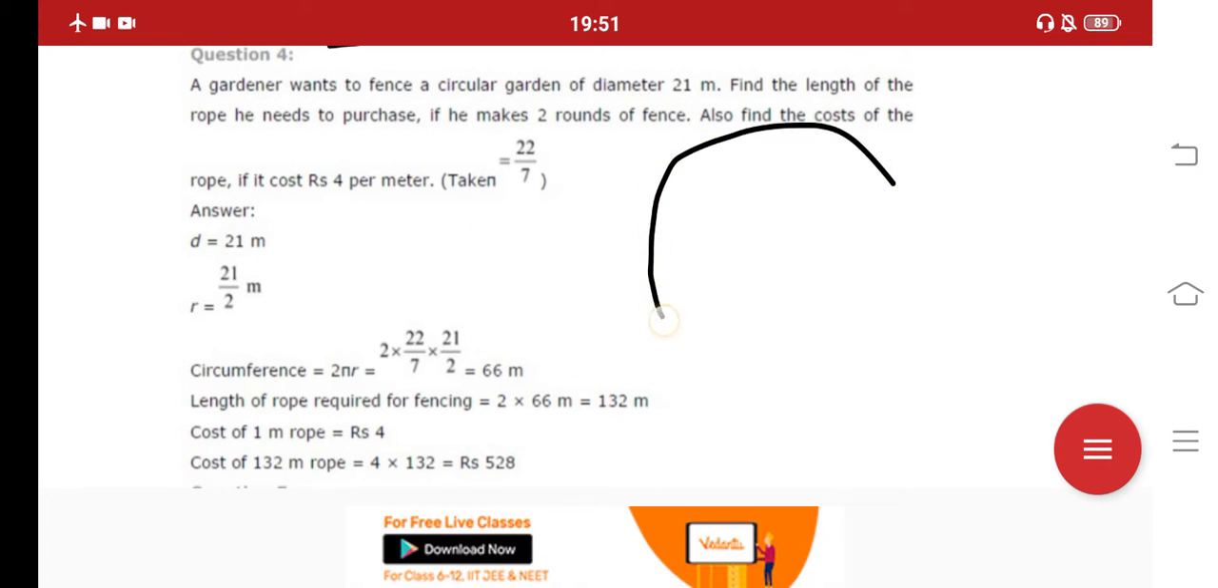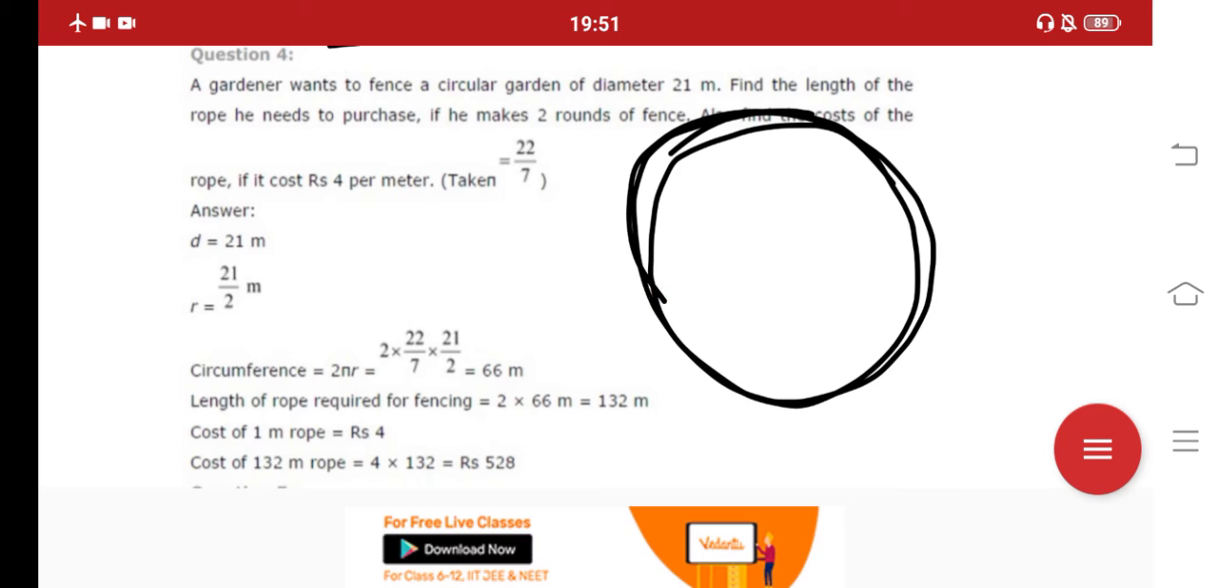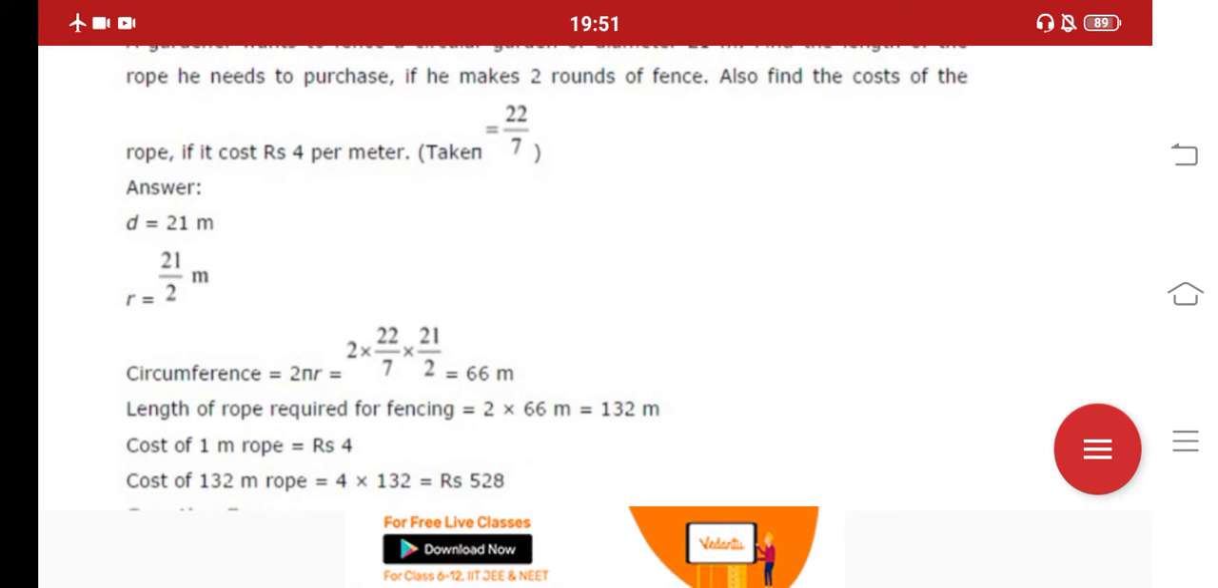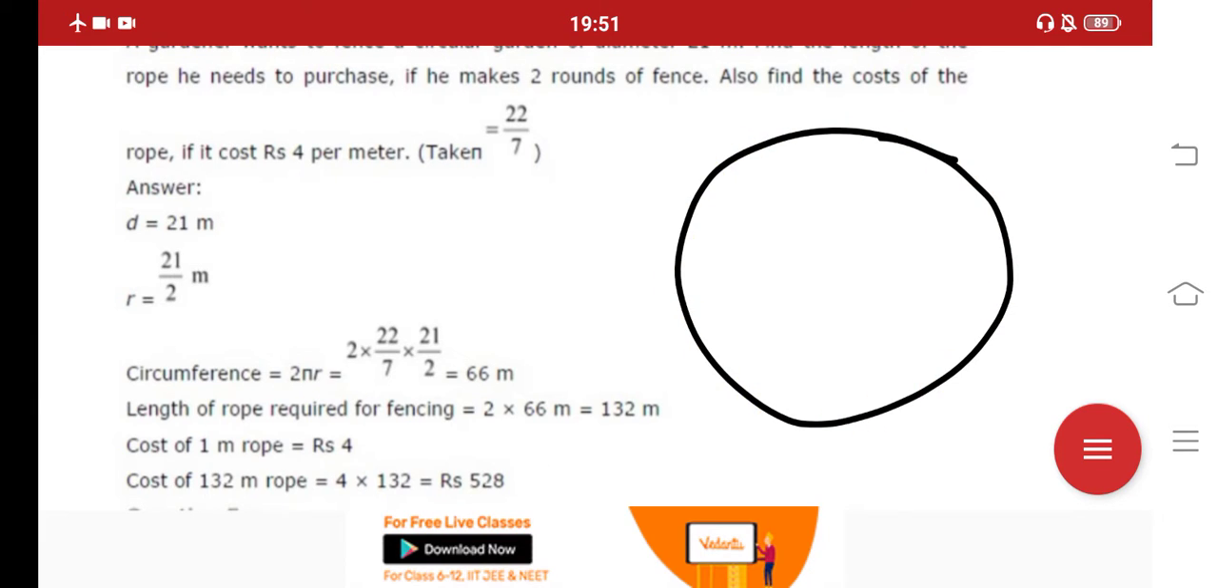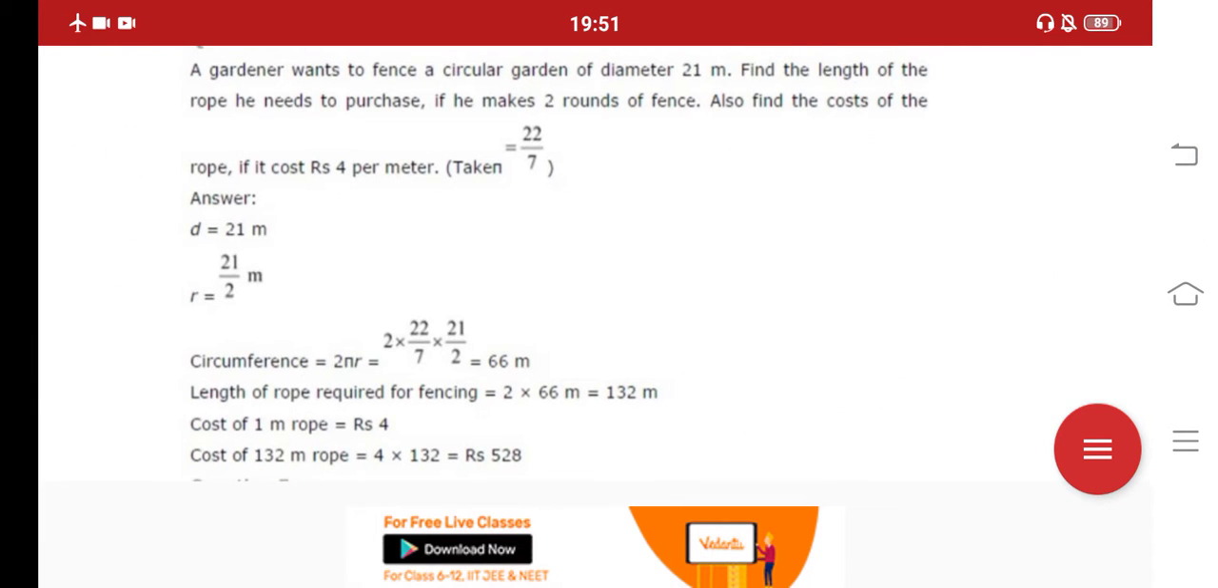Fencing means if you want to get a boundary. Or we can say if you simply bound the given region, that is called fencing. So here fencing means the outer region, and outer means circumference. Okay, so what is given? For circumference, or we can say for fencing, we need circumference. So circumference is 2 pi r.